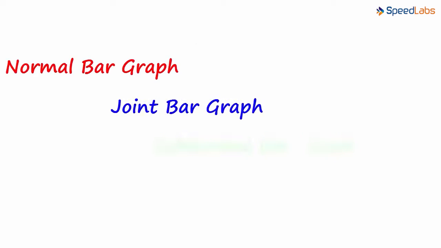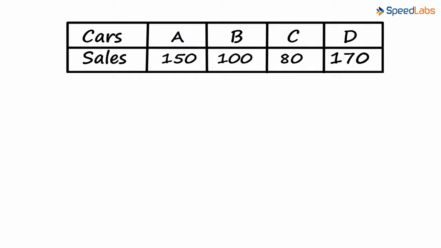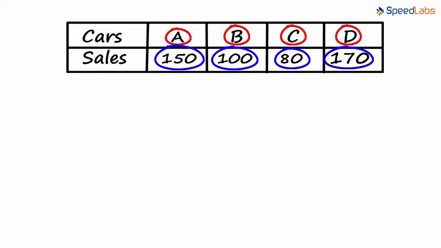By now, we should be very comfortable making bar graphs to represent data. We have looked at normal bar graphs, joint bar graphs, subdivided bar graphs, and percentage bar graphs. But bar graphs are not the only way to present the data. Look at this example in which we can see different types of cars and their sales in a particular month.